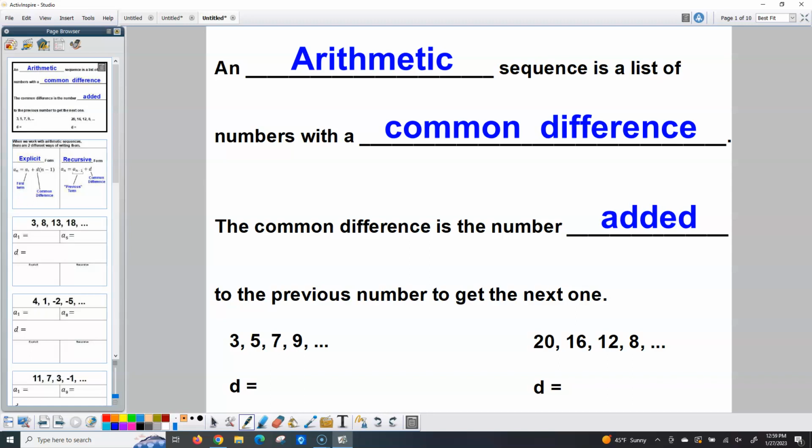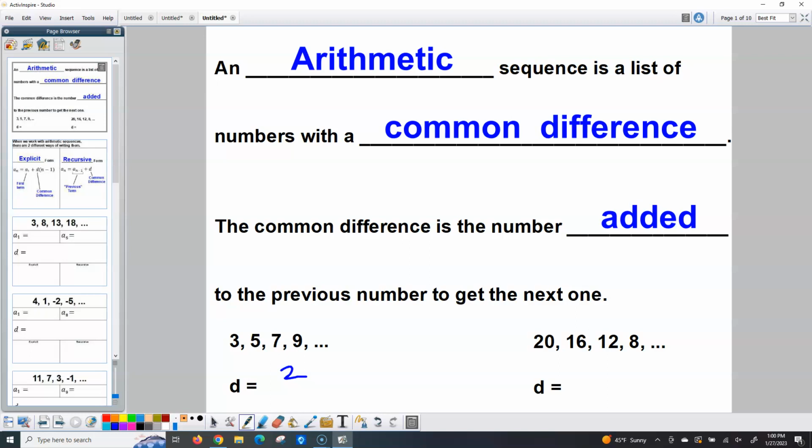An arithmetic sequence is a list of numbers with a common difference, and the common difference is just a number that is added to the previous number to get to the next one. So this sequence down here on the bottom left, 3, 5, 7, 9. What am I adding each time to get to the next one? That would be 2. That's my common difference.